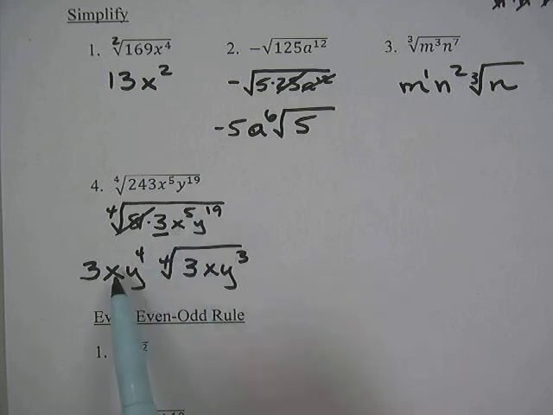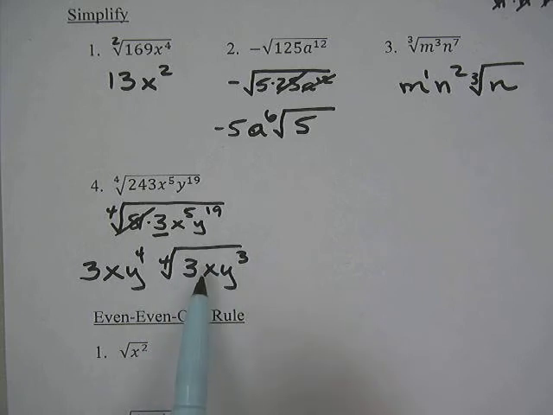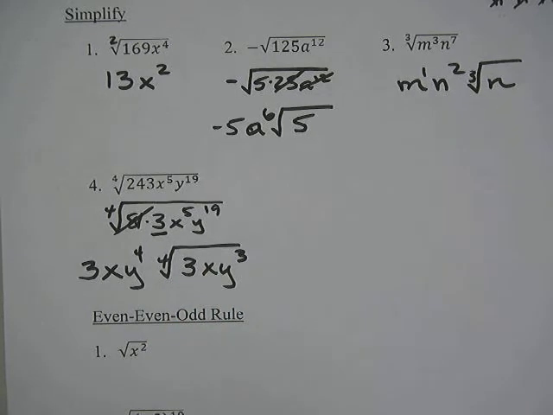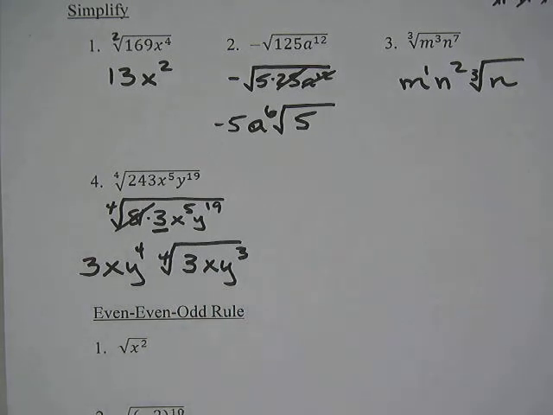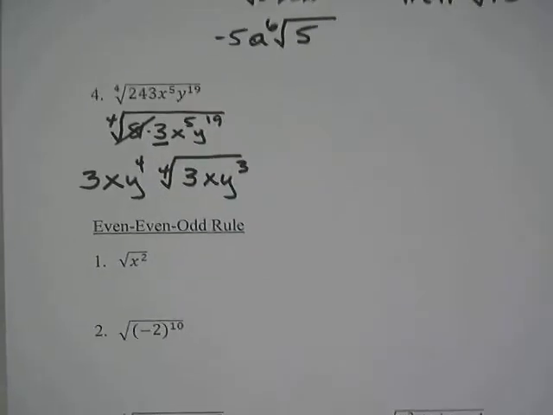So the 4th root of 81 is 3. The 4th root of x to the 5th is x to the 1st with 1 left over. The 4th root of x to the 19th is x to the 4th with 3 left over. And there you go: 3xy to the 4th, 4th root, 3xy to the 3rd. Pretty straightforward right there.